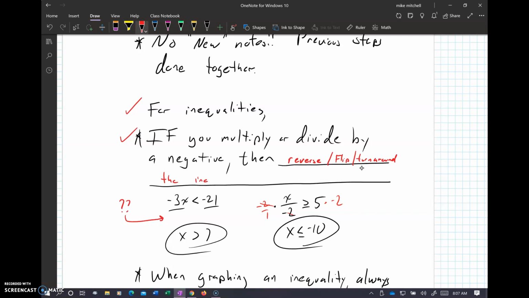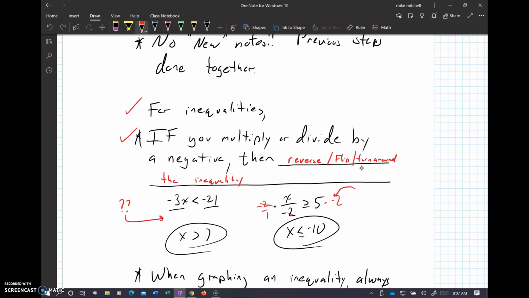The inequality. So I've got a couple examples down here. The second one I got worked. X over negative 2 greater than or equal to 5. I multiply by negative 2. 5 times negative 2 is negative 10. But again, notice here we reverse that inequality sign because I multiplied by a negative. If this would have been a positive 2 right there, I would have just left that inequality sign alone.